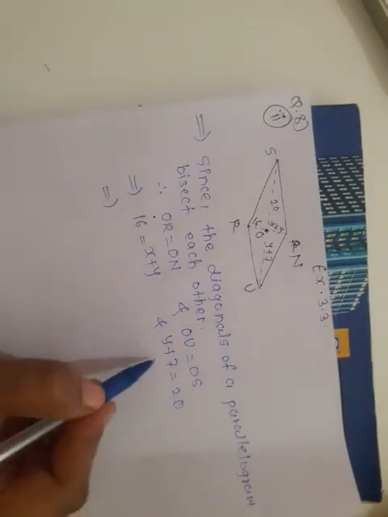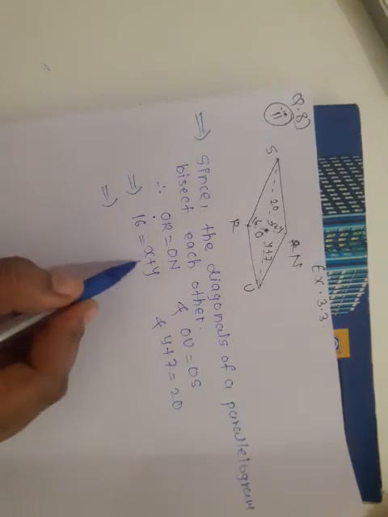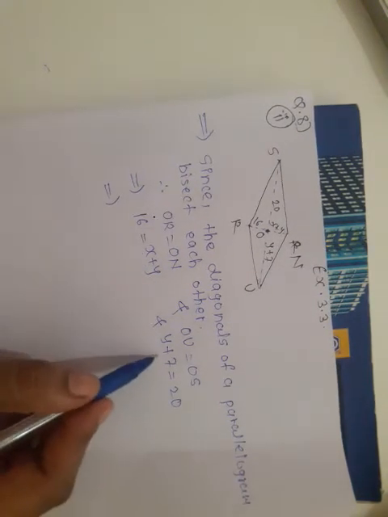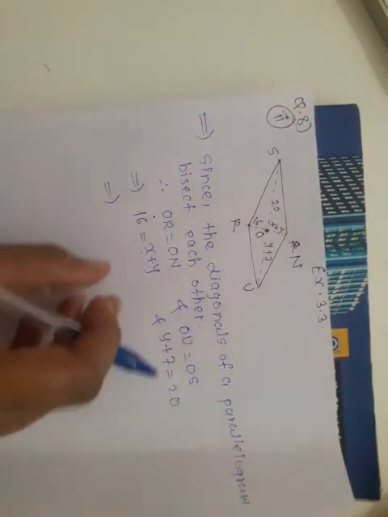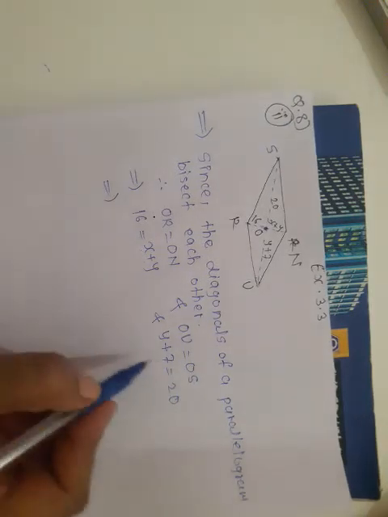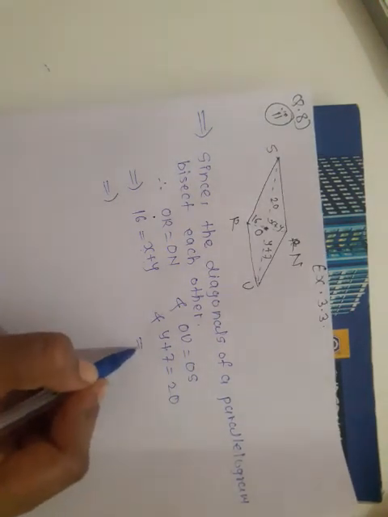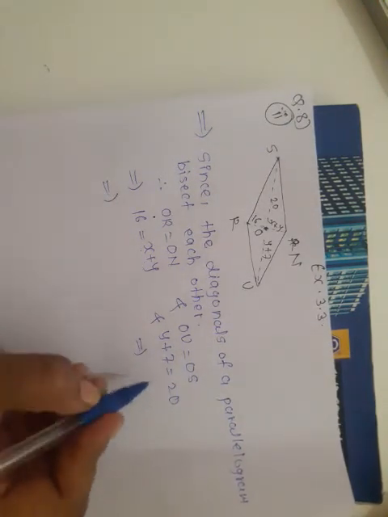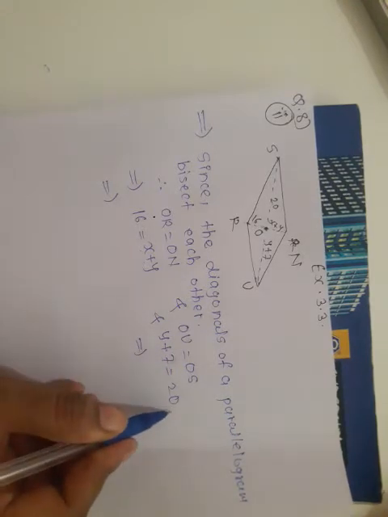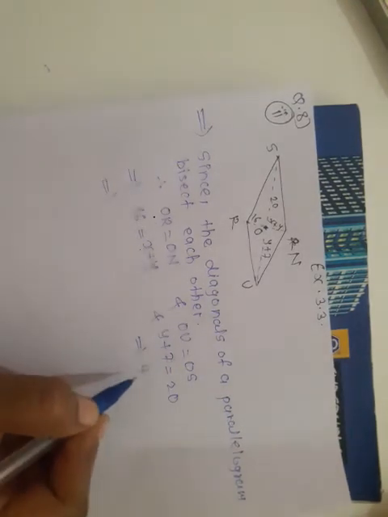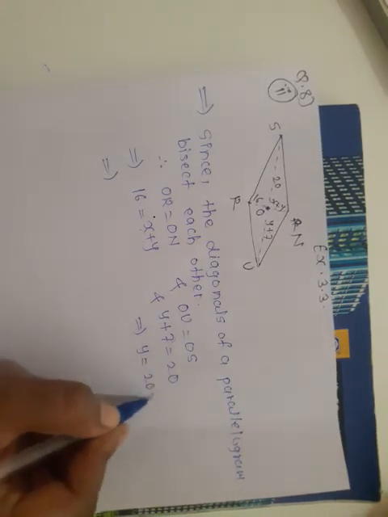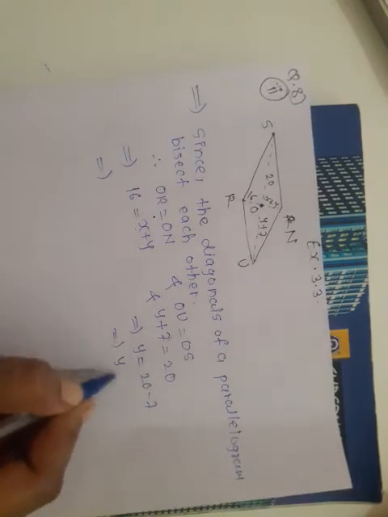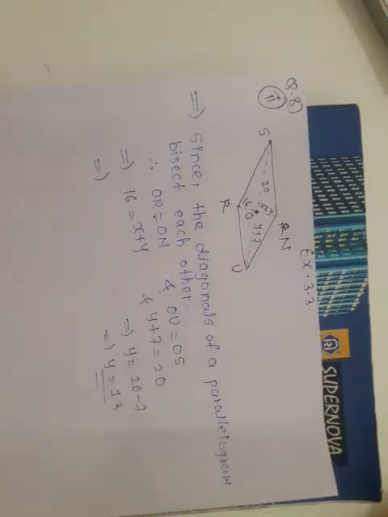Here x and y both variables are present, so we cannot find only one variable from one equation, but from this equation we can easily find the variable y, and by substituting this value of y in the other equation, we can find the value of x. So y plus 7 is equal to 20. We transpose this 7 to the RHS, so y is equal to 20 minus 7, and this implies y is equal to 13.